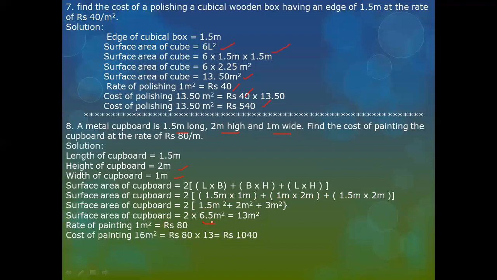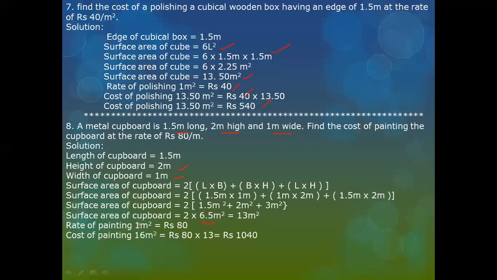Dear students, we have to find the cost of painting 13 square meter. The rate of painting is rupees 80 per 1 square meter. Now rupees 80 will be multiplied by the total area that we have got here, 13. It will be exactly equal to rupees 1040. Now it is the end of this question.